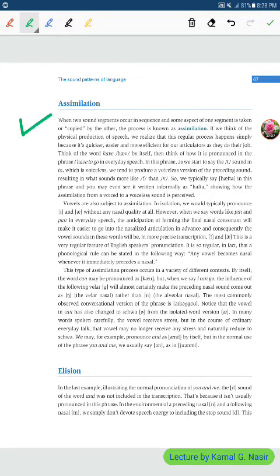Good. What is assimilation? When two phonemes occur in sequence and some aspect of one phoneme is taken or copied by the other, the process is known as assimilation. How? Let us take, for example, the phrase I can go.